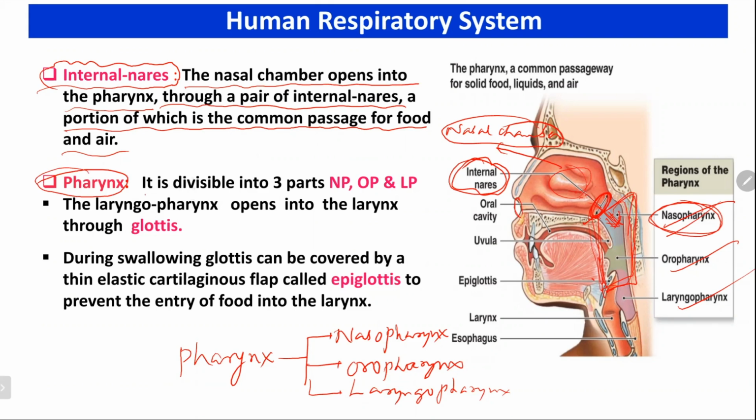Most important, this is the pharynx we are discussing. What is the specialty of the pharynx? I told you the pharynx is also called the throat, and the nasal chambers open into the pharynx through internal nostrils. This pharynx is divisible into three parts: NP, nasopharynx; OP, oropharynx; and LP, laryngopharynx. You should know the meaning of all these three terms.